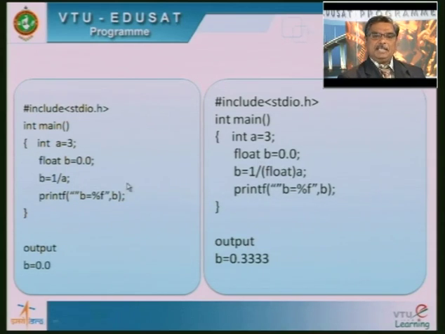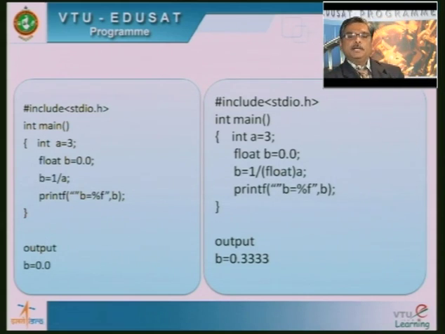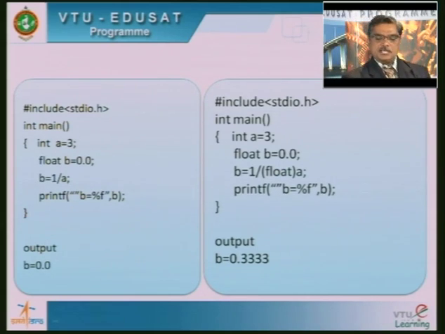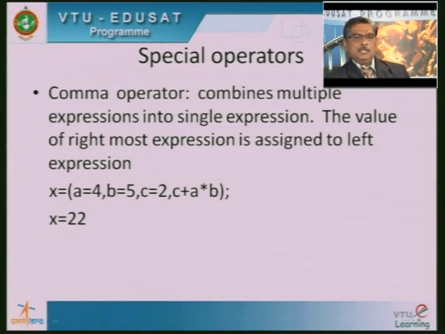If the variable is float and you want an integer, only change to int. So this is the support of typecasting, or changing from one domain to another domain. There are other special operators which are available, called the comma operator.